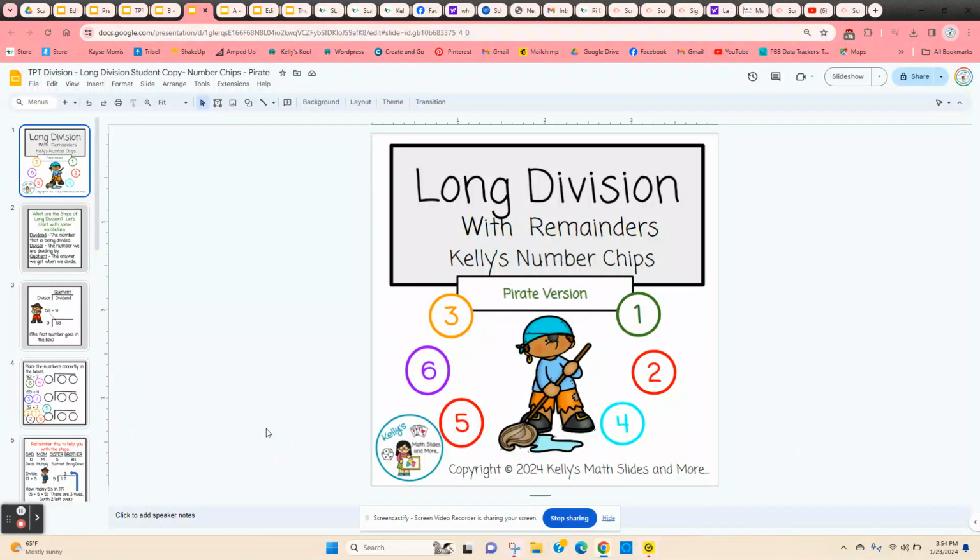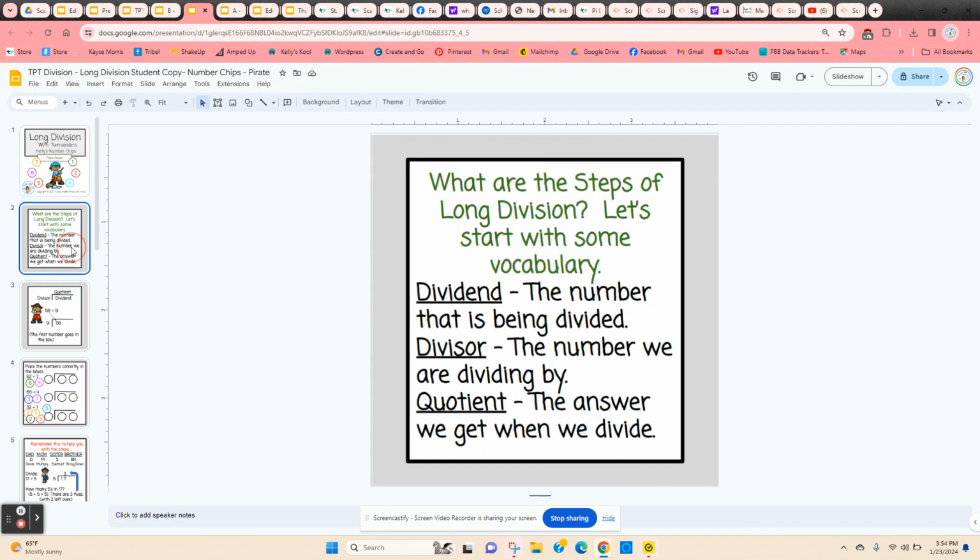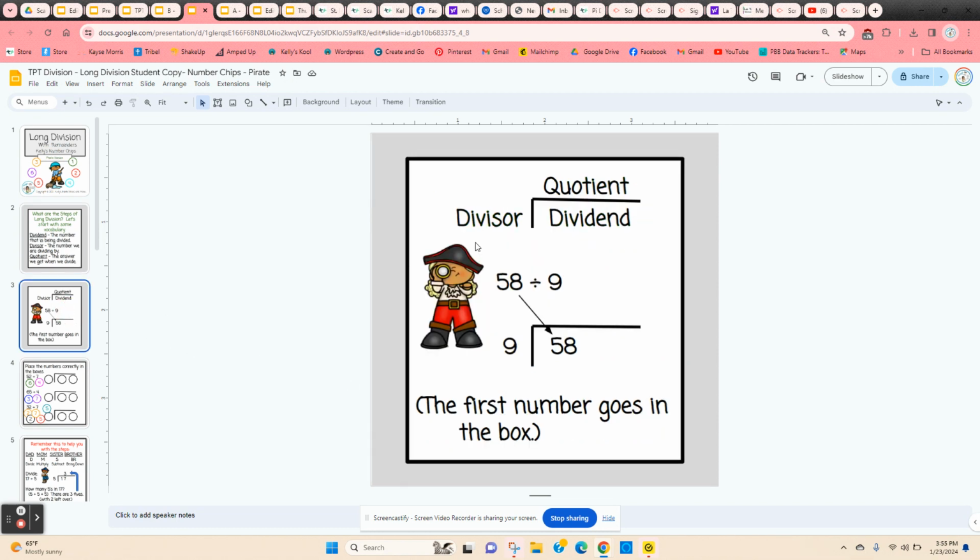Long division with remainders. This is the pirate version, and this is a digital lesson. Students are going to be using these number chips to move around their screen in order to solve the long division problems. So the lesson starts with some vocabulary: dividend, divisor, and quotient, and it shows where those go in the division problem and where the numbers go.